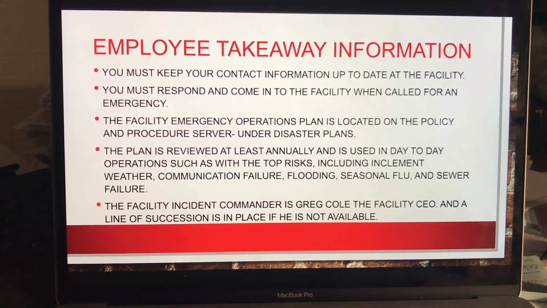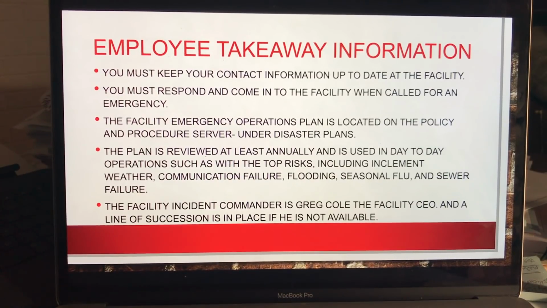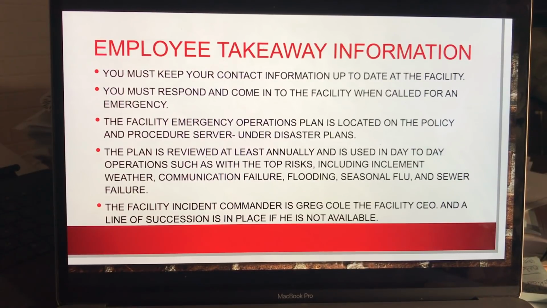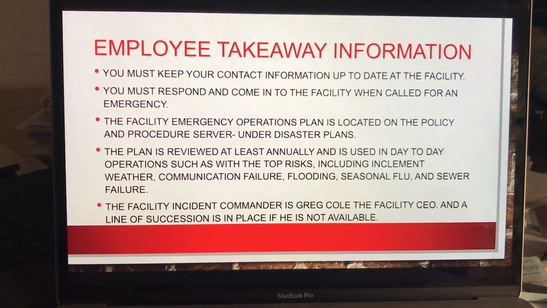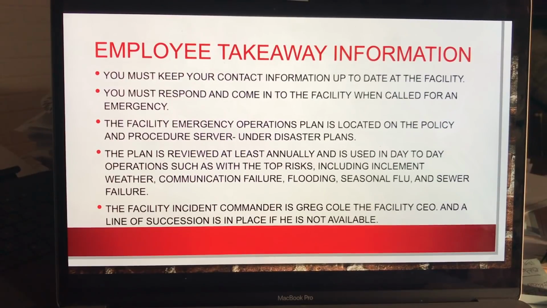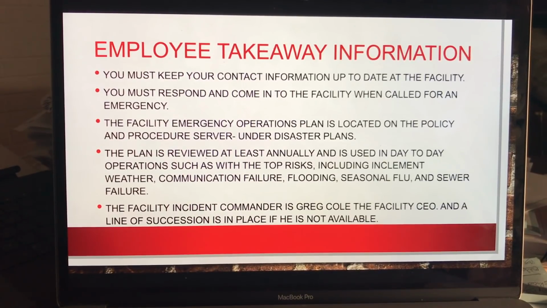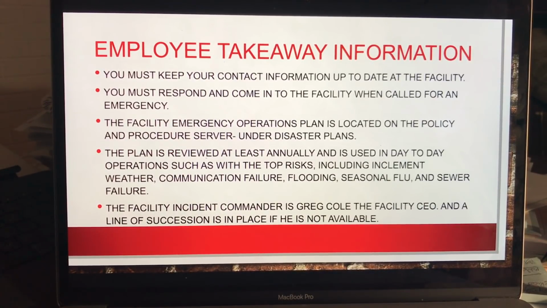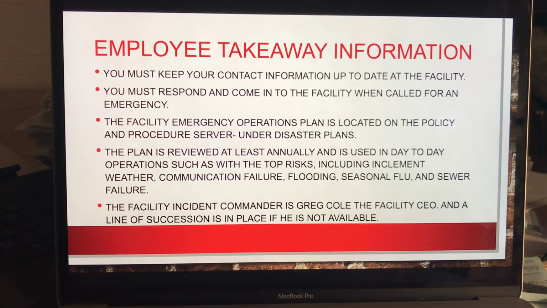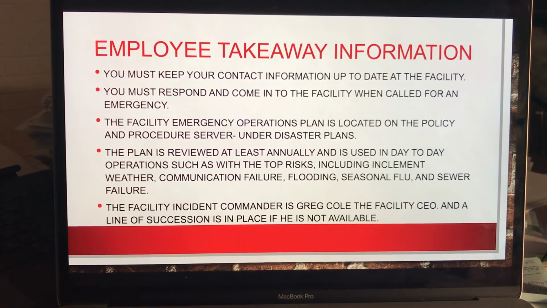The plan is reviewed at least annually and is used in day-to-day operations, such as with the top risk, including inclement weather, communication failure, flooding, seasonal flu, and sewer failure. The facility incident commander is Greg Cole, the facility CEO, and a line of succession is in place if he is not available.